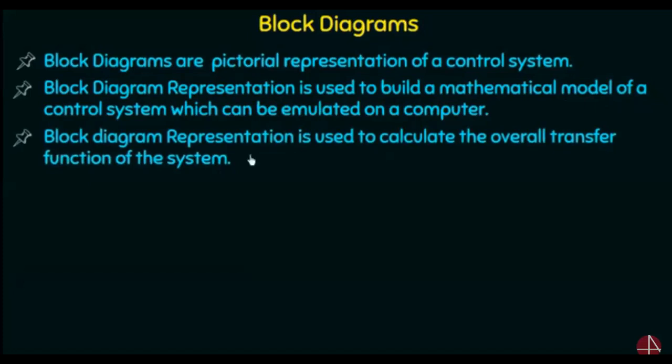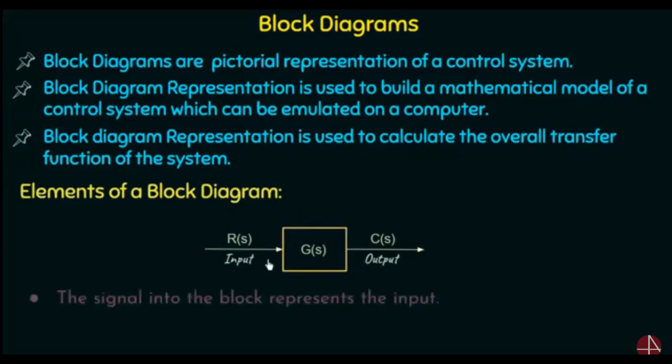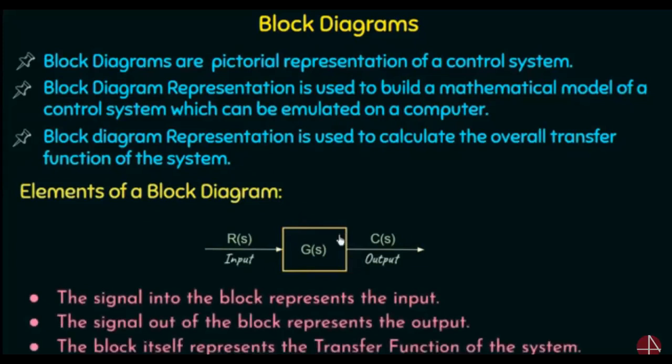So now we are done with the discussion of introductory points of block diagrams. We will now discuss the elements of a block diagram. We will start with the basic block diagram representation of a control system that we have already discussed in chapter 1. And we all know this representation consists of a block having two arrows. The arrow or the signal which goes into the block represents the input. The signal which goes out of the block represents the output, and the block itself represents the transfer function of the system. But this is the basic block diagram representation of a control system.